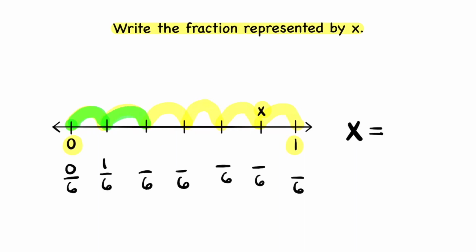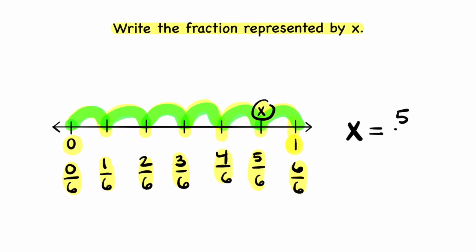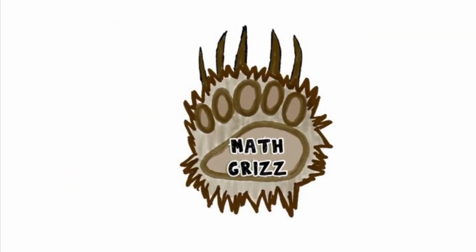If we go over to the next tick mark, we have 2 parts so far, or 2 sixths. If we go over 1 more part, we have 3 parts, or 3 sixths. 1 more part, we're going to be at 4 sixths. If we travel again, we will be at 5 sixths. And if we travel 1 more time, we will be at 6 sixths. We can see that for this number line, 1 is the same thing as 6 sixths, and x is going to be 5 sixths.